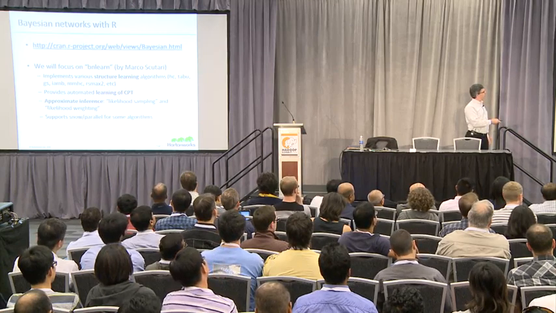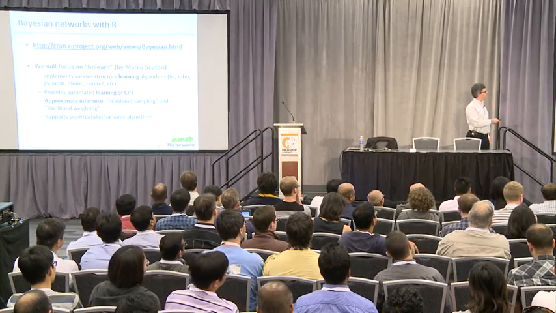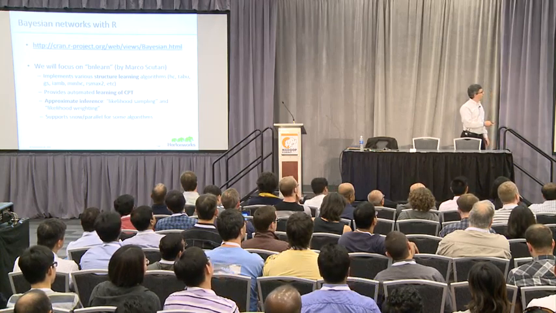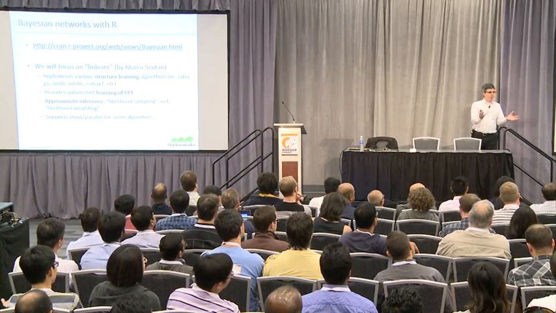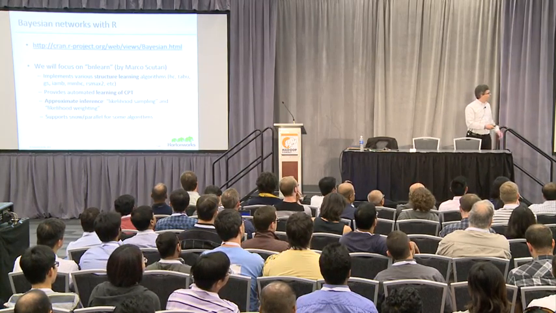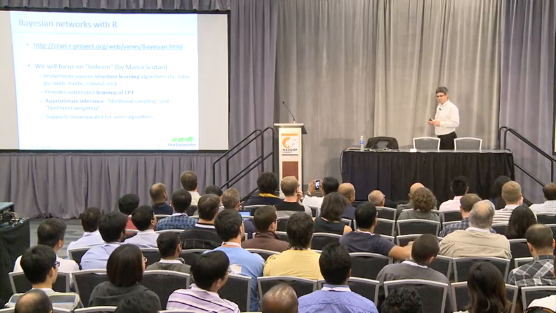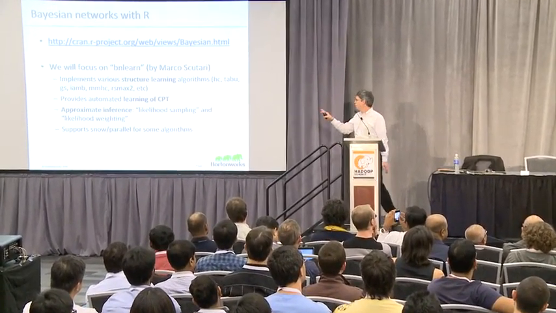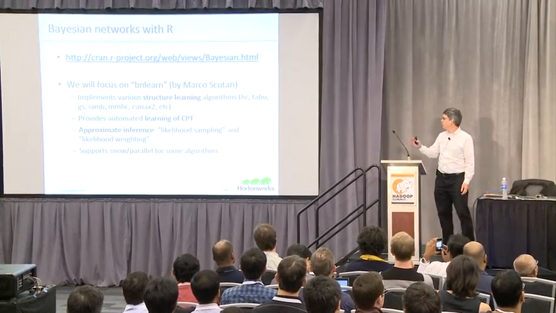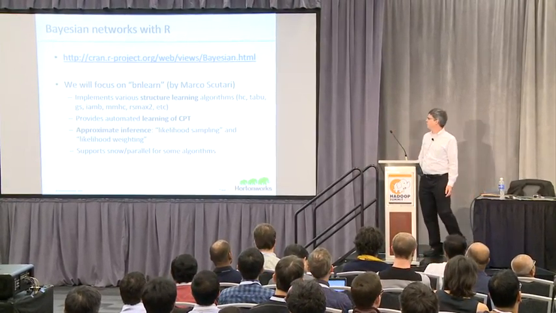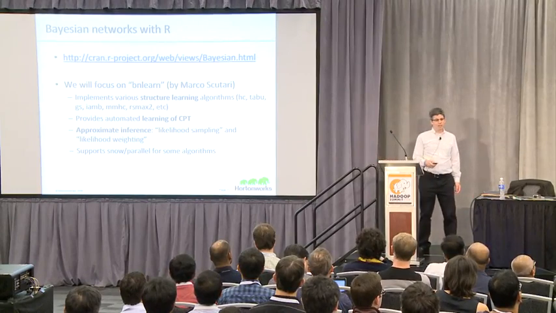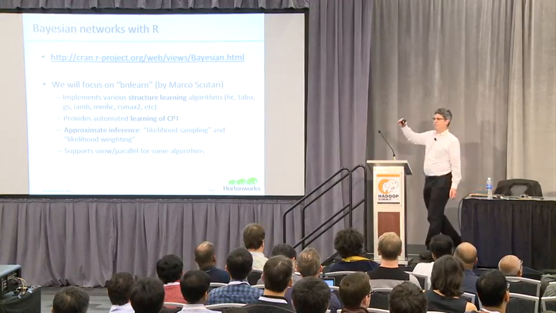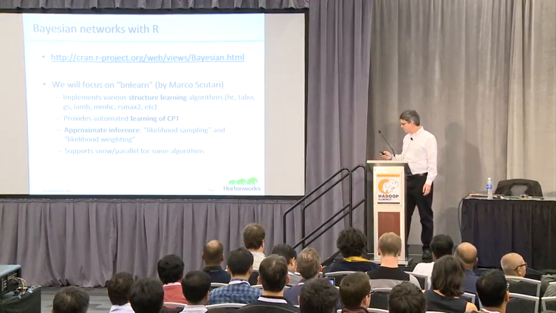This package implements a bunch of algorithms like hill climbing, tabu search, grow-shrink, and a couple of other names that you'll see in the literature if you research this more. It also provides automated learning of the CPT tables, the parameters of the network, after you have the structure. And it does approximate inference. In Bayesian networks we have exact inference and approximate inference, which I'll talk about a little later. It only implements approximate techniques, logic sampling and likelihood weighting, and there are a couple of other approximate techniques, and there's exact. But this is nice, and with this package I can show all the steps of using Bayesian networks.